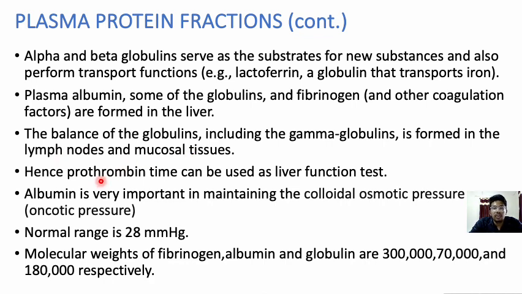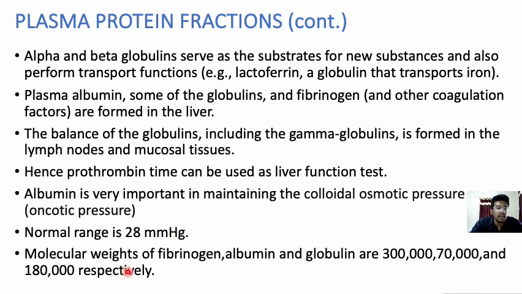Hence, the prothrombin time can be used as a liver function test. Why? Because prothrombin is a plasma protein, right? If prothrombin is in good amount, which means the liver is producing plasma protein in a good amount. The prothrombin time is one of the coagulation tests I have said earlier. Albumin is very important in maintaining the colloidal osmotic pressure, otherwise called the oncotic pressure. The normal range of the oncotic pressure is 28 millimeter Hg.